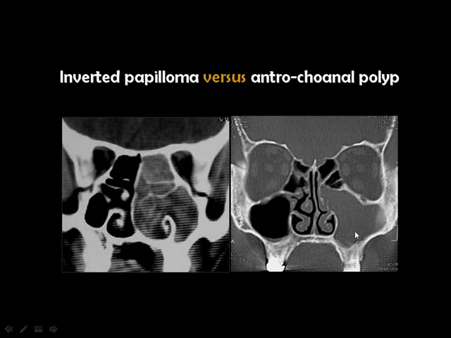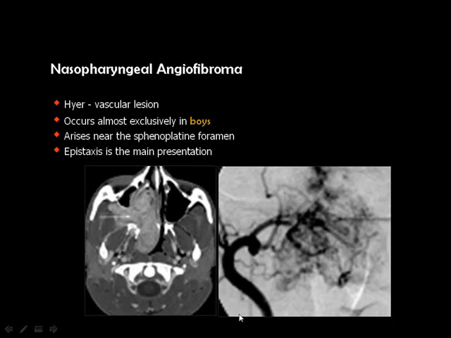You can see the antrum is opaque, is expanded, and the lesion is getting inside the nasal cavity, and here the ethmoidal air cells are not affected. The ethmoidal air cells are not affected in the antrochoanal polyp, but are affected in the inverted papilloma.